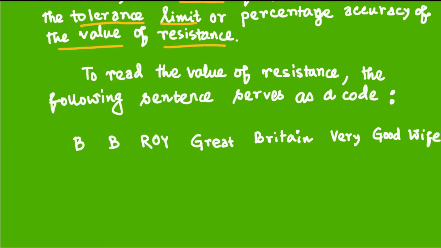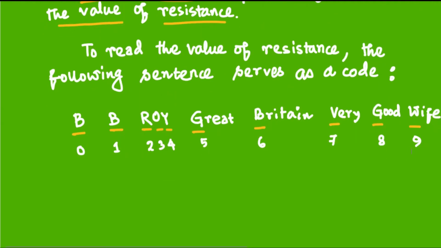And the values of different letters of this sentence: B, B, R, Y, G, B, V, G and W. These letters are considered, and the values of these letters will be 0, 1, 2, 3, 4, 5, 6, 7, 8, 9. There are 10 digits.